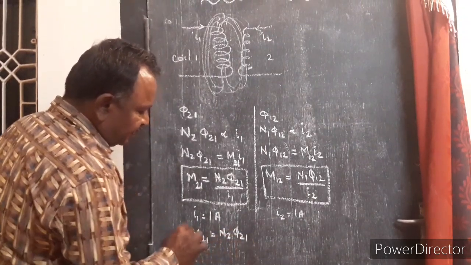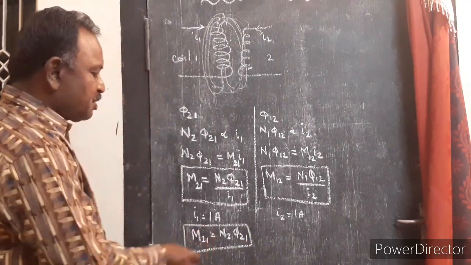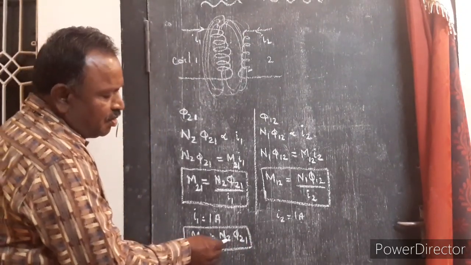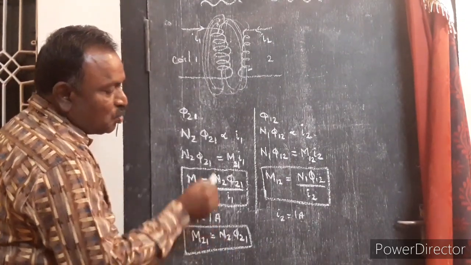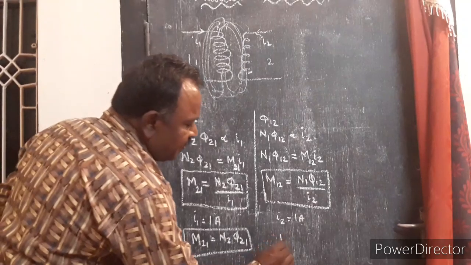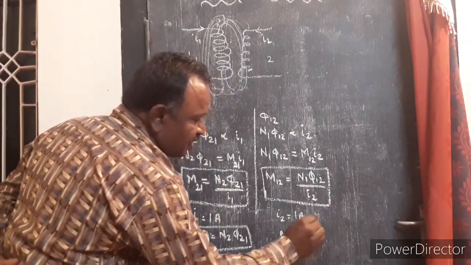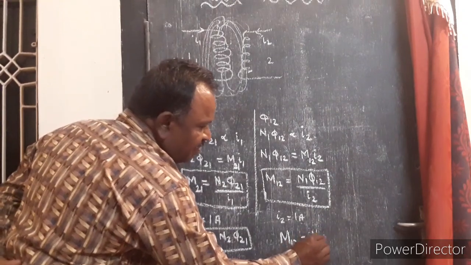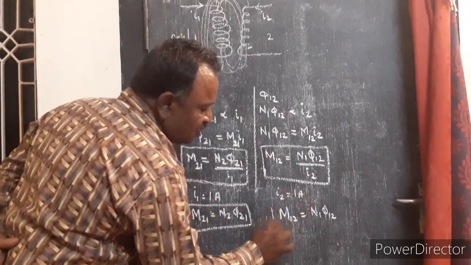So the mutual inductance of the second coil with respect to the first coil is numerically equal to the flux linkage of the second coil when the current through the first coil is 1 ampere. Similarly, mutual inductance of the first coil with respect to the second coil is equal to the flux linkage of the first coil when current through the second coil is 1 ampere.